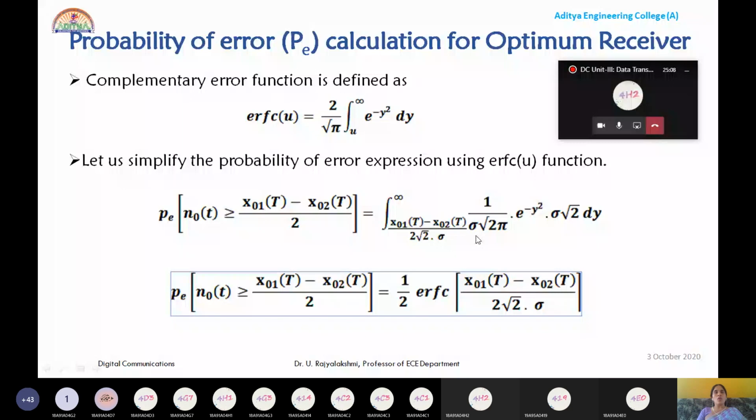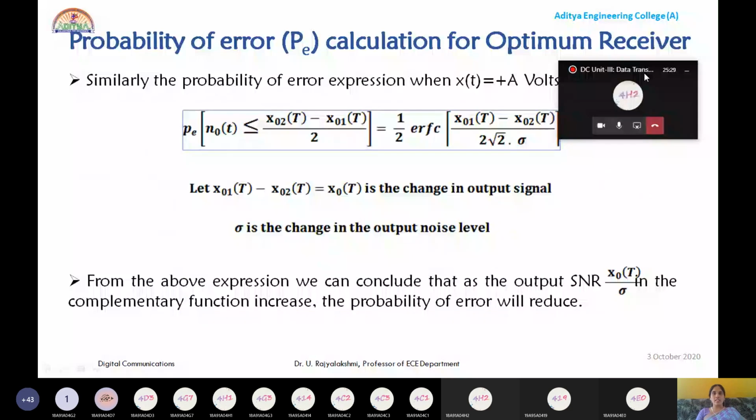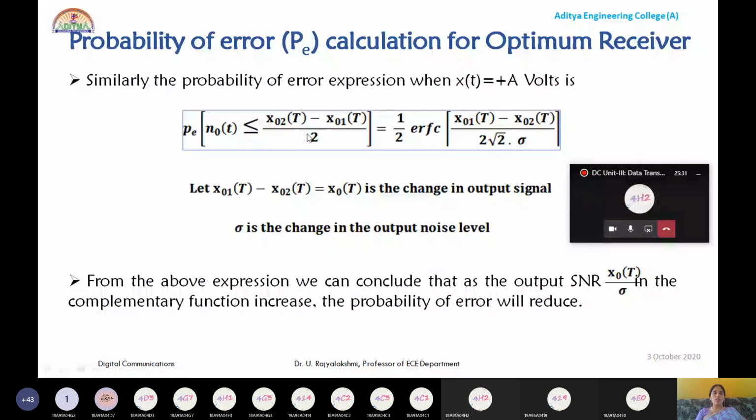Similarly, you can calculate the probability of error using the same complementary error function whenever n naught of t is less than or equal to the lower decision boundary. What is the lower decision boundary? x naught 2 of t minus x naught 1 of t divided by 2. This is our lower decision boundary. If it is, then you will also get half ERFC of x naught 1 of t minus x naught 2 of t divided by 2 root 2 sigma.